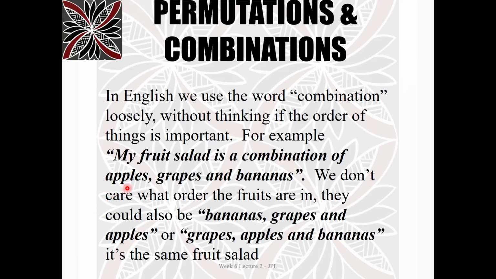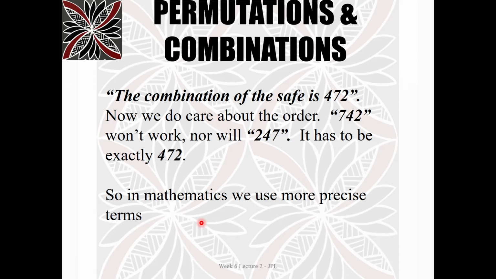Apples in a basket, grapes, bananas, the order doesn't matter. So that's why we use combinations. But for permutation, the order matters.